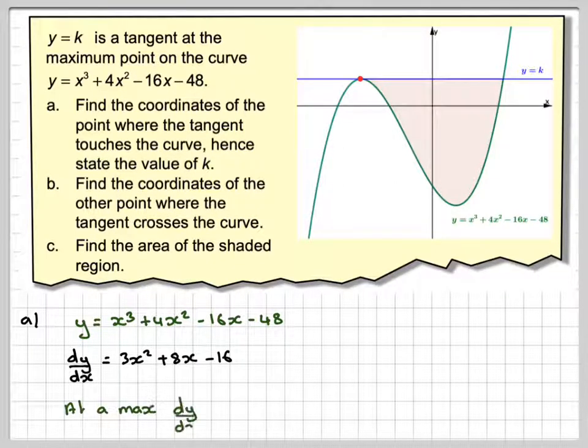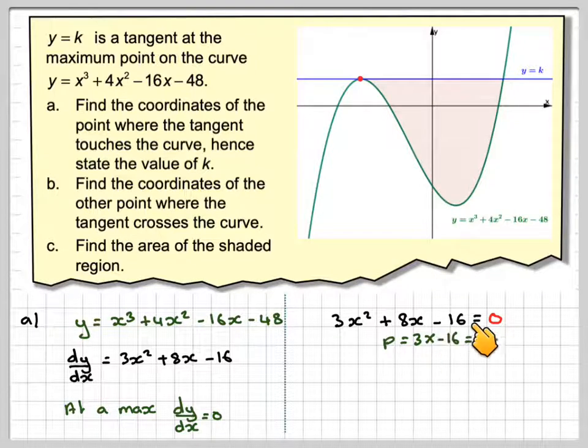For a maximum, or turning point, dy by dx is equal to 0. So we need to solve 3x squared plus 8x minus 16 is equal to 0. So solving that, 3 times minus 16 is the product, which is minus 48, and the middle term, which we call the sum, is 8. We want two numbers that multiply to give minus 48 and add to give 8. So the answer will be minus 4 and 12. Minus 4 times 12 gives minus 48. Minus 4 plus 12 is equal to 8.